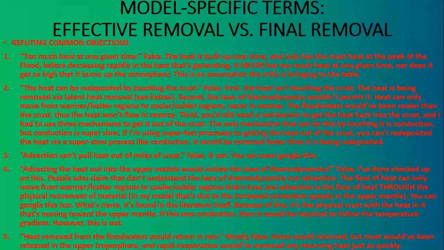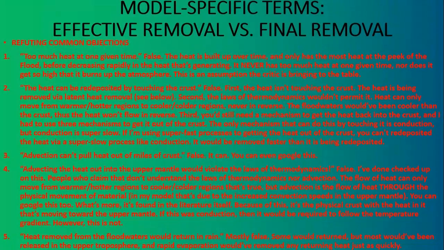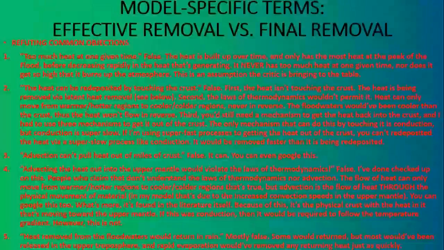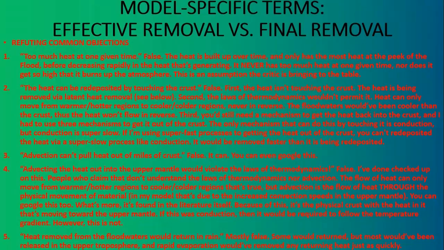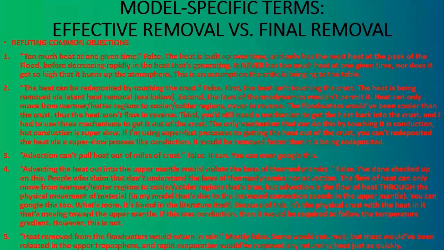Third, you'd still need a mechanism to get the heat back into the crust, and I had to use three mechanisms to get it out of the crust, so it's not going to be that easy to put it back in. The only mechanism that can do this by touching it is conduction. We talked about that earlier, but conduction is super slow. If I'm using super fast processes to get the heat out of the crust, you can't redeposit the heat via a super slow process like conduction. It would move it faster than it's being redeposited.